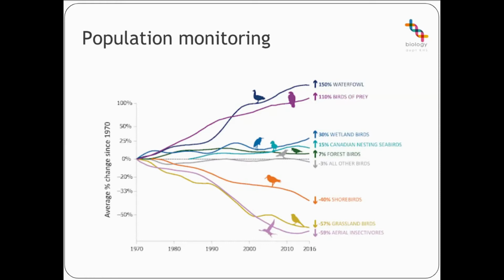for any changes. So this graph is looking at the different population changes in bird species in Canada, and as you can see, since 1970, several of them have declined, several of them have increased, and biologists will be looking to investigate the reasons for that.